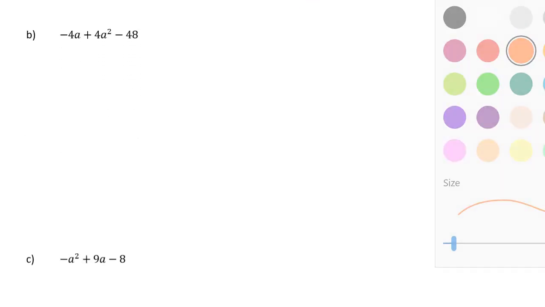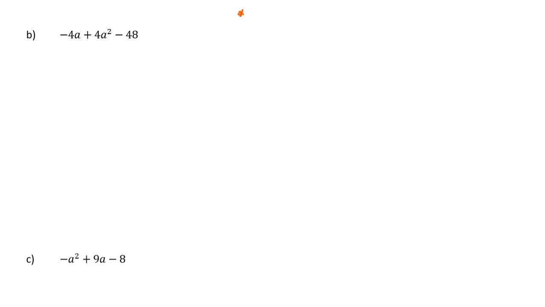Okay, let's have a look at B. Question B. First of all, as we've said so far, first thing I need to check for is a highest common factor. So if I just started this question, I would say, right, negative 4, 4, and negative 48, all divisible by 4. Do I take out a positive or do I take out a negative?